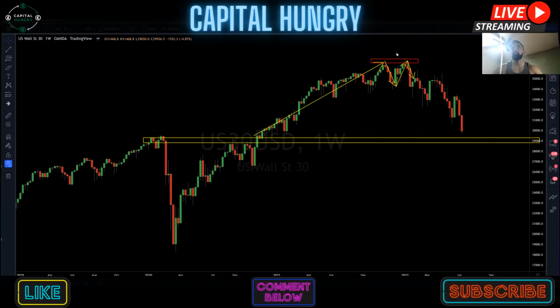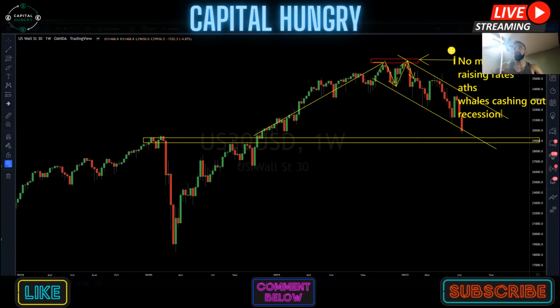Then you can see, because of the Federal Reserve starting to raise interest rates, because of them starting to see a shift in the economic cycle, and now you're having here no more Fed support, raising rates, all-time high prices, whales cashing out, recession scares, right? Now you can see that we're in that same bearish market cycle.